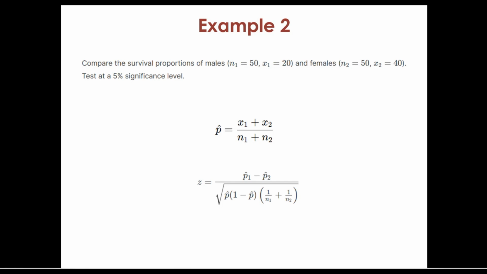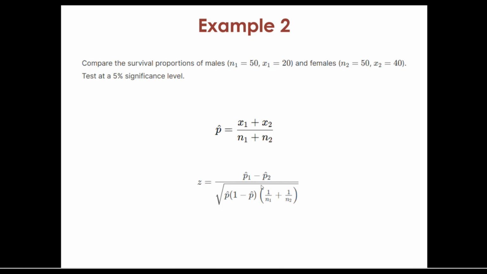Are these 2 proportions similar or not? Of course, you can say that for male it is 40%, for female it is 80%. Clearly not similar proportions. But wait, this is a sample. We want to know at the population level whether the proportion is similar or different. So we want 95% confidence that the population proportion has no difference.